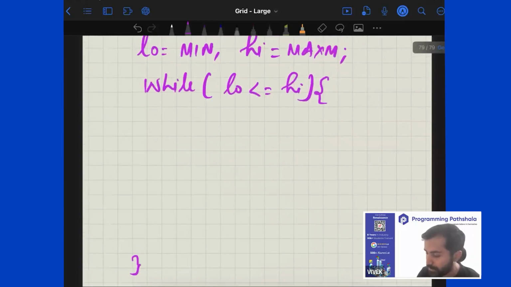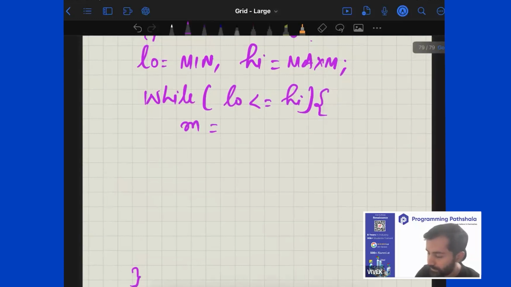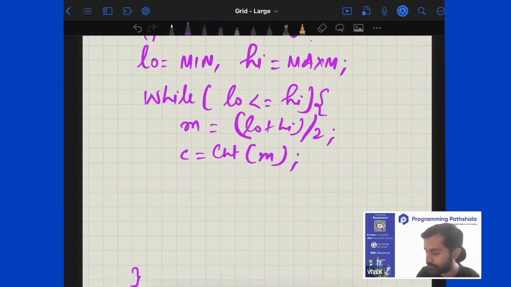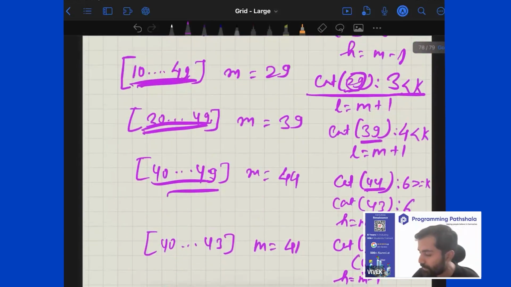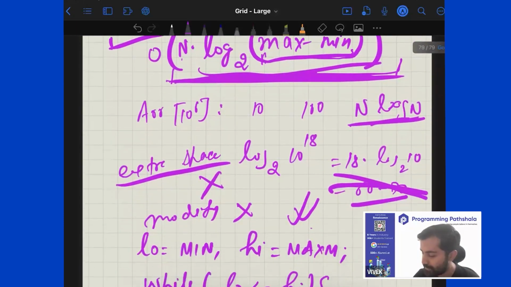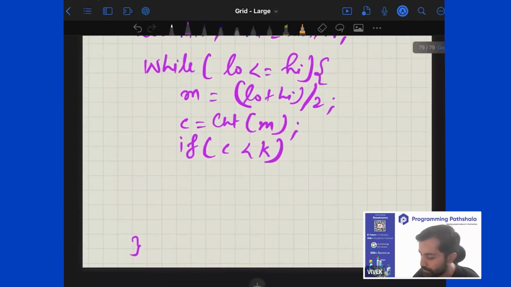You find out your midpoint. Your mid is (low plus high) by 2. And then you invoke count of mid, from where you get a value, let's say c. If the count you got is smaller than k, what do you do in this case? Let me help you recall. If the count comes out to be smaller, you go to the right side. You change your low. So in this case, you do low equals mid plus 1.